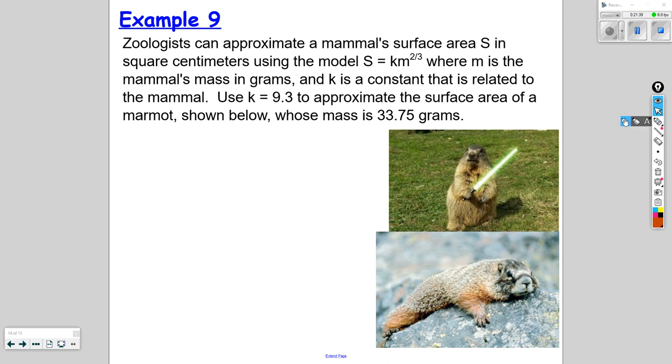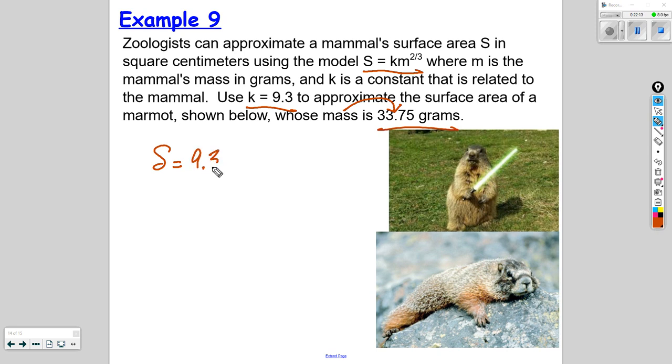So first, if this is an SAT style question, these are the things that we need to look at. Obviously, we also need to look at what is asked. It's giving us an equation. It's saying use this value. And then finally, it's saying we want to approximate the surface area of a marmot shown below whose mass is 33.75 grams. So the mass is 33.75, K is 9.3, and we're finding the surface area, which is pretty nice because that's exactly what this equation is talking about.